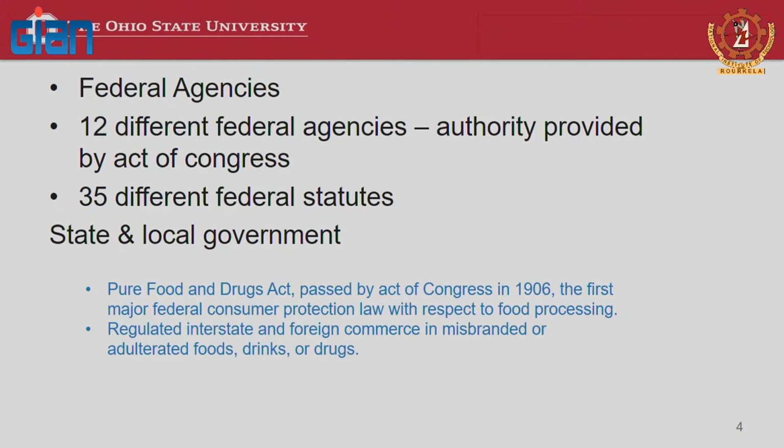And if you look at the US, there are 12 agencies which govern food processing, and there are 35 regulations, and then you also have state and federal government. What gives the FDA and USDA the authority to regulate is something called the Pure Food and Drug Act, which was passed by Congress in 1906. So it started as early as 1906, and that basically gives the FDA the authority to regulate various food processing plants.